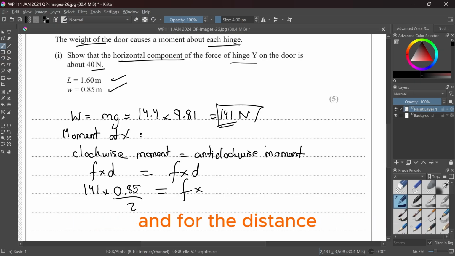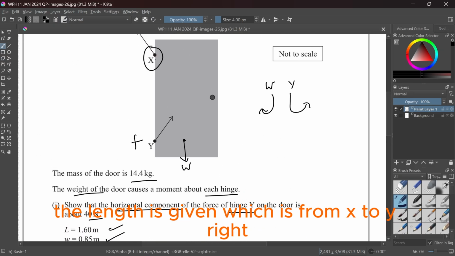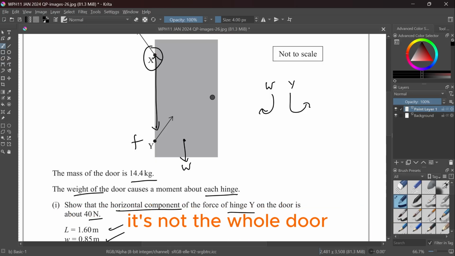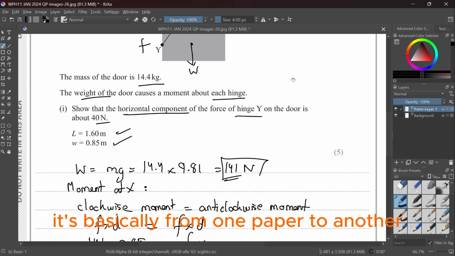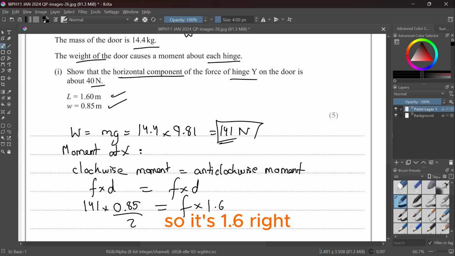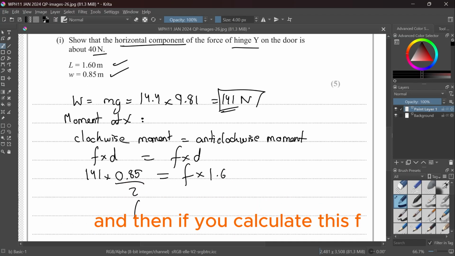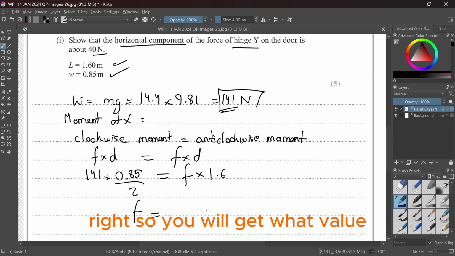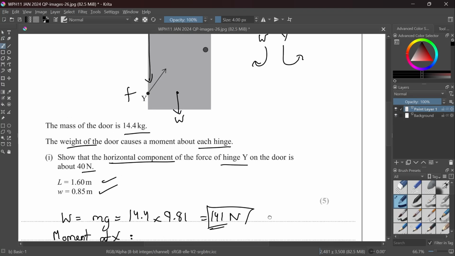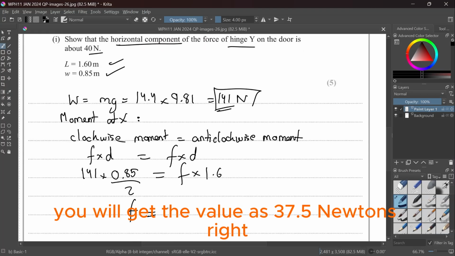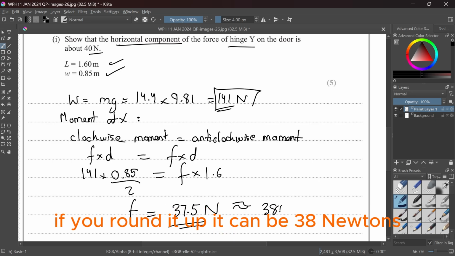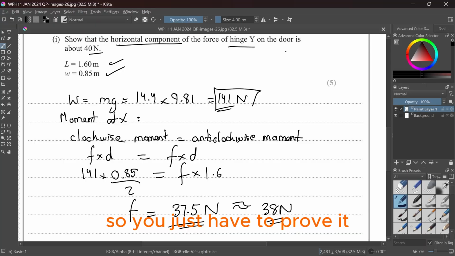And for the distance, the length is given, which is from X to Y, right? It's not the whole door, it's basically from one pivot to another. So it's 1.6, right? And then if you calculate this F, right? So you will get what value? You will get the value as 37.5 newtons, right? If you round it up, it can be 38 newtons. So you just have to prove it. So this is your final answer.